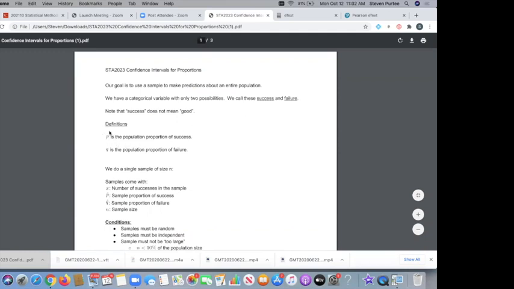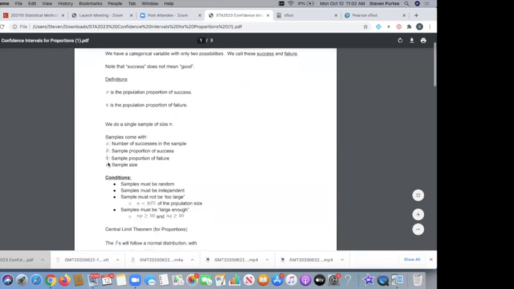So P, little p, is the population proportion of success. Little q is the population proportion of failure. So those are about the population. Notice they don't have hats. Then what we're going to do is, with confidence intervals, we're trying to estimate P. That's our goal. We're trying to estimate the population success rate by doing one single sample.